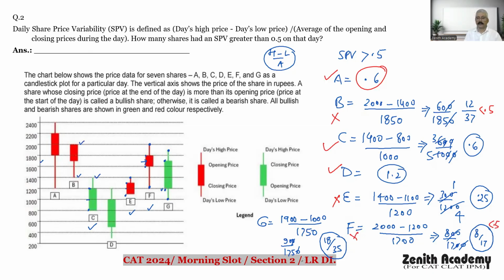So this is not. And now this 18 upon 35. Look, if it is 36, then 1 upon 2, means 0.5. But when it is 18 upon 35, less than 36, it means this is going to be greater than 0.5. So G, H. So this way, 1, 2, 3, 4. Answer is 4.